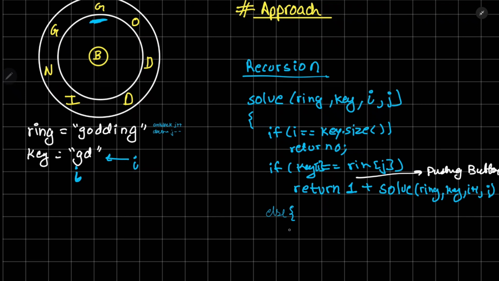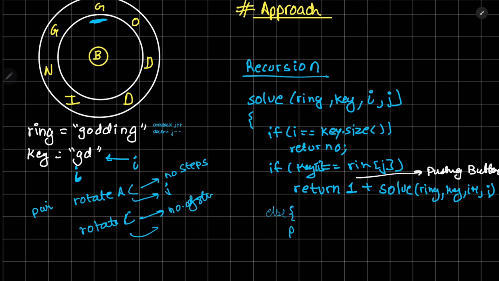So we will have two functions, let's say rotate anti-clockwise and rotate clockwise. The rotate anti-clockwise function gives us two values, so we can say that they are returning a pair. What they will return is the number of steps taken to rotate anti-clockwise and the current j position, the current position in the ring where we find the character which is equal to the current character of the key that we are trying to match. And in clockwise, similarly, it will return the number of steps and the current position of j.